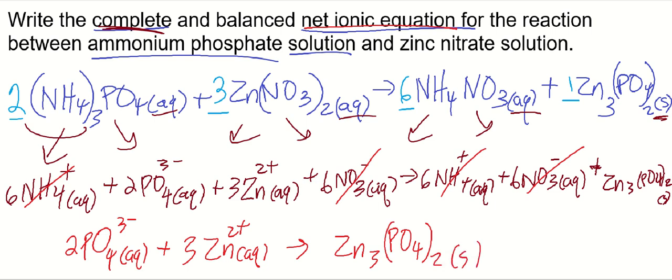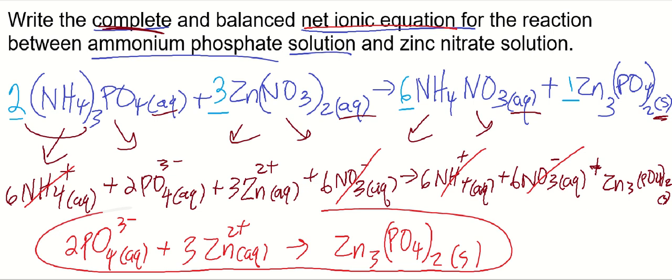All right, let's see. Are the atoms balanced? The atoms are balanced because we balanced them earlier, but are the charges balanced? We have 3 times the 2 positive is 6 positive, and 6 negative. That cancels out on the reactant side, and there's no charge on the product side, so we are good. This is your answer for the net ionic equation.